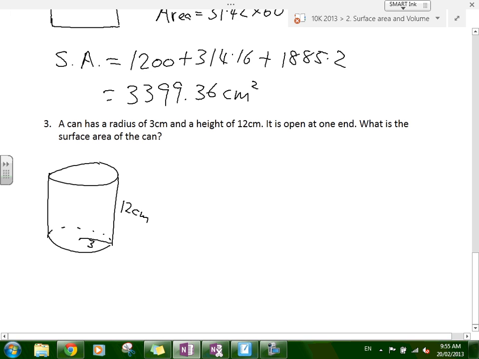Oh, inside? Let's just keep it to the outside. That's a good question. What is the outside surface area? So yeah, you keep the outside, otherwise you have to work on the inside. Good question. But for the moment, let's leave it to the outside.